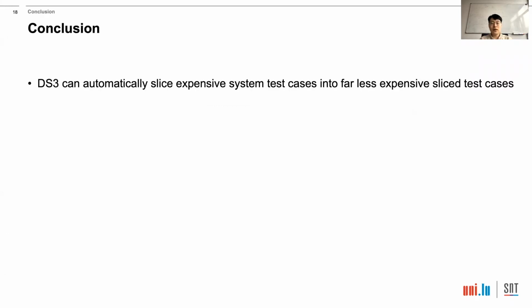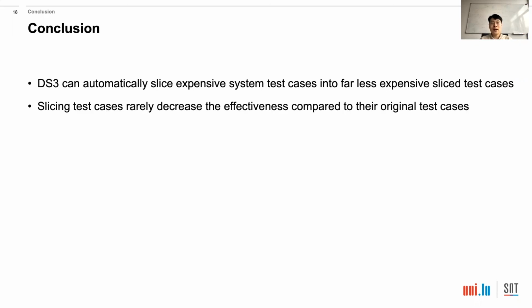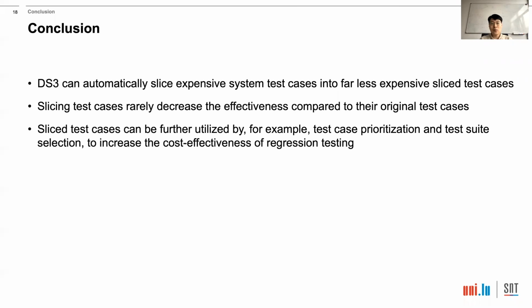In conclusion, I present DS3, which can automatically slice expensive test cases into far less expensive and smaller test cases. And those slice test cases rarely decrease the effectiveness compared to the original one. And the slice ones can be further utilized by, for example, different types of regression testing, like test case prioritization and test suite selection, to further increase the cost effectiveness.